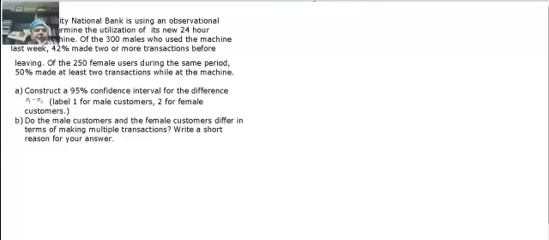So in here, what do we have? Here is a bank, and they want to see if there is a difference in the utilization of a 24-hour banking machine. This question is from a very, very old test bank, but it still stayed there, so we can still work on it. They're comparing males and females, looking at the weekly withdrawal rate from that teller machine. Of the 300 males they had, 42% made two or more transactions before leaving, and out of 250 females, 50% made at least two transactions while at the machine. It's just a textbook problem that we took.